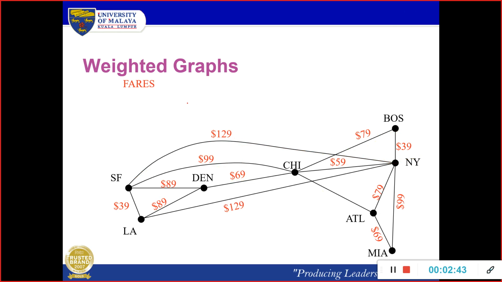And it can also be fares. Fares are directly proportional to the distance. Like San Francisco to New York is $129 USD, San Francisco to Chicago, $99. So it can be a distance, and it can also be a fare, a price of flight tickets or something like that. And it can also be flight times. Like San Francisco to New York takes about 4 hours and 5 minutes. Chicago to Boston, 2 hours and 10 minutes. New York to Boston is like 50 minutes and so on. So weightage can be anything. Then you can put a number in.